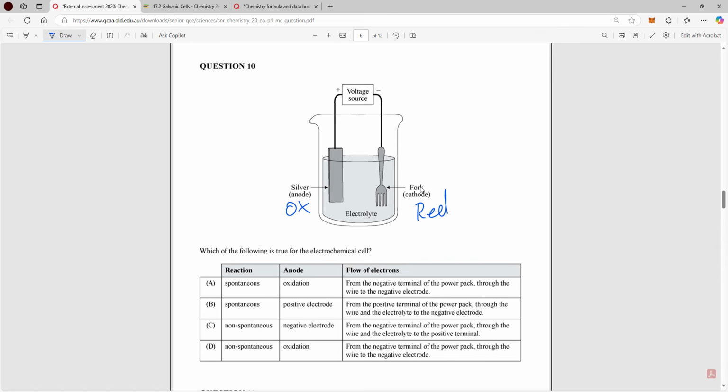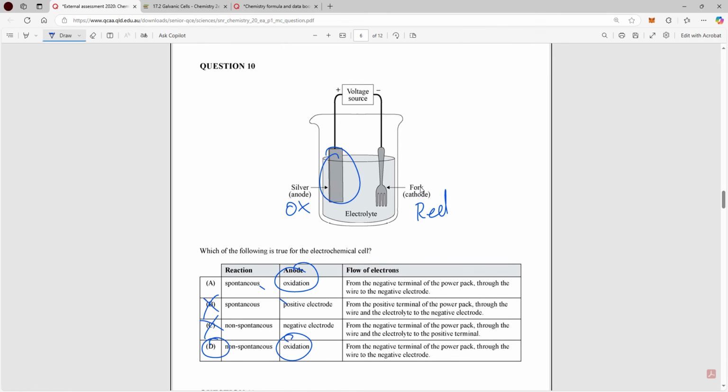I know for a fact it's going to be between A and D, because straight away they have anode as oxidation. So it is neither one of these guys here, because they've gone positive and negative. You refer to it as pretty much where it's oxidation and stuff. Now, it is going to be non-spontaneous, okay? Spontaneous means how fast it is. This will be non-spontaneous because stuff will move, okay? It's not going to act instantly straight away.